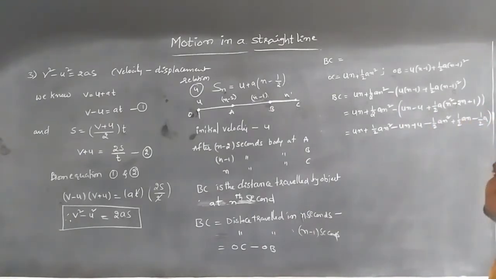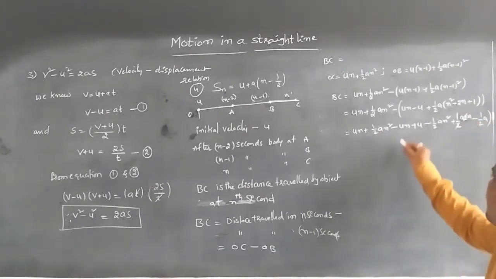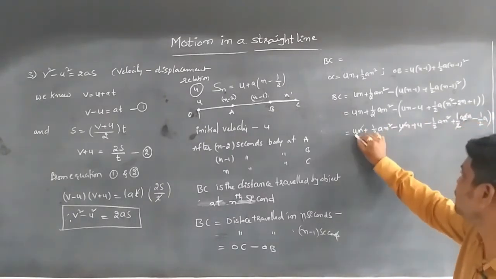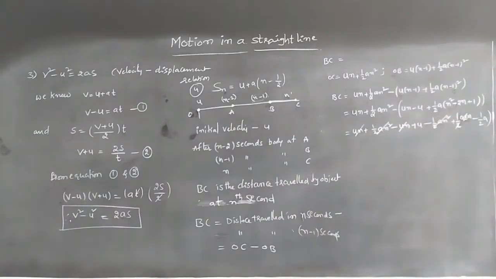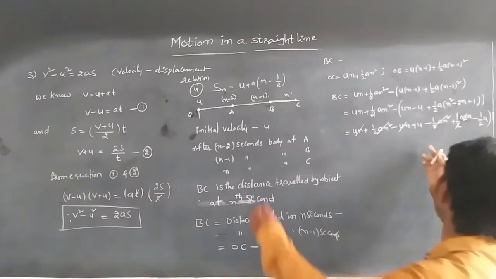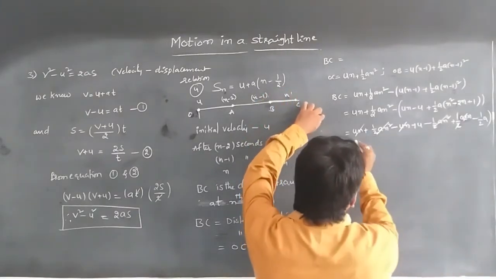So from this relation we can write that here we have half an square, and half a 2n is there, so the 2 gets cancelled. Then here minus un is there, plus un is there, and half an square minus half an square get cancelled. So the remaining will be this.